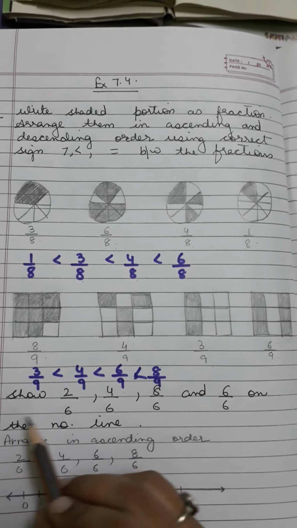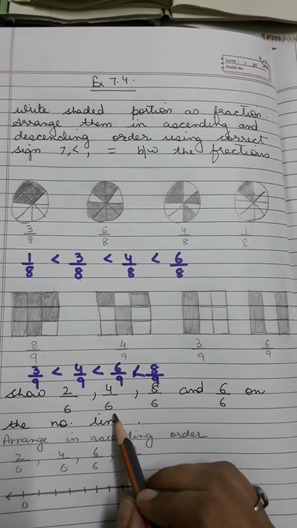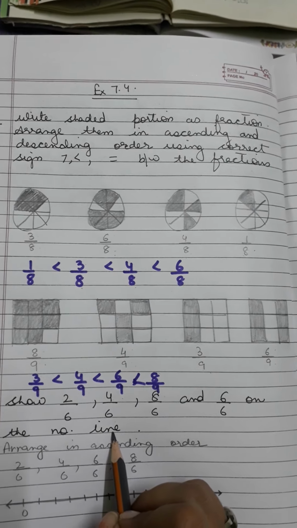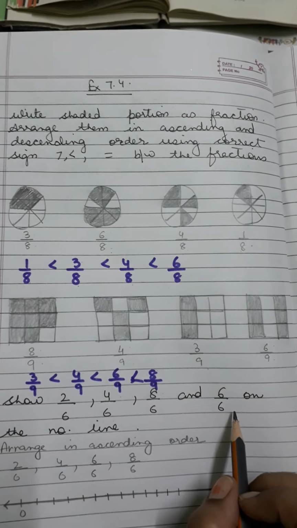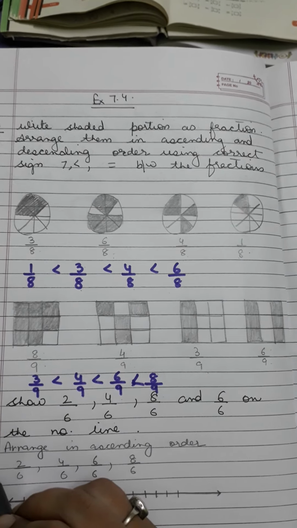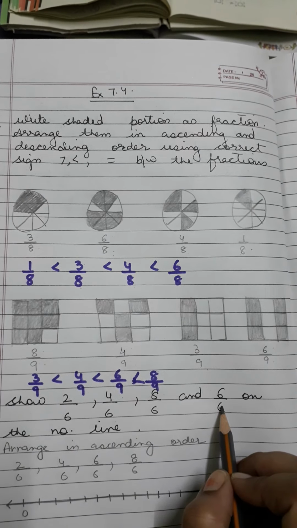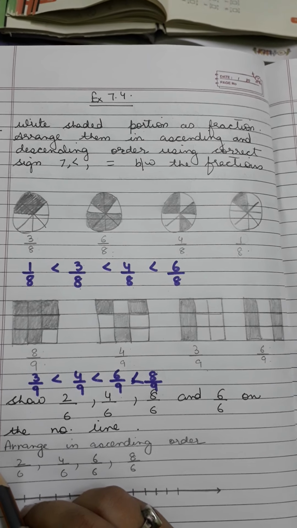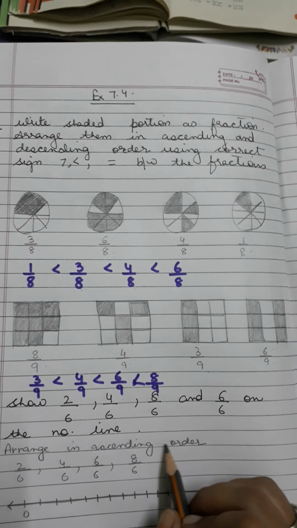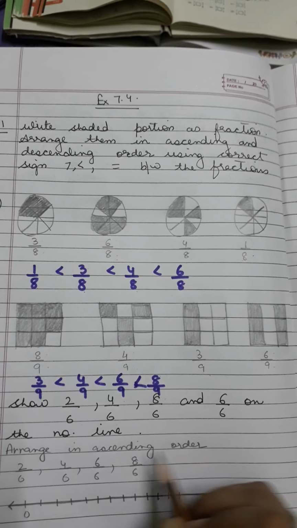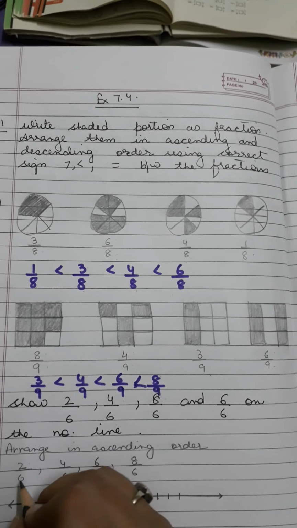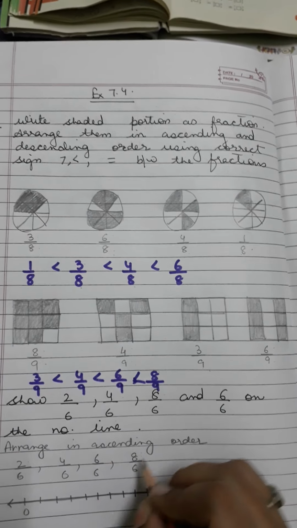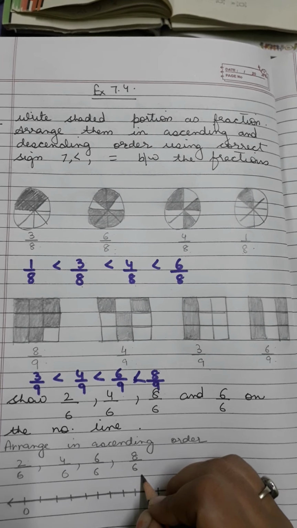The C part: show 2 by 6, 4 by 6, 8 by 6 and 6 by 6 on the number line. So when we have to represent fractions on the number line, the first thing we have to see is whether the denominators are the same. Yes, all the denominators are the same. The next thing we have to do is arrange these fractions in ascending order. So we have arranged the fractions in ascending order: 2 by 6, 4 by 6, 6 by 6 and 8 by 6.